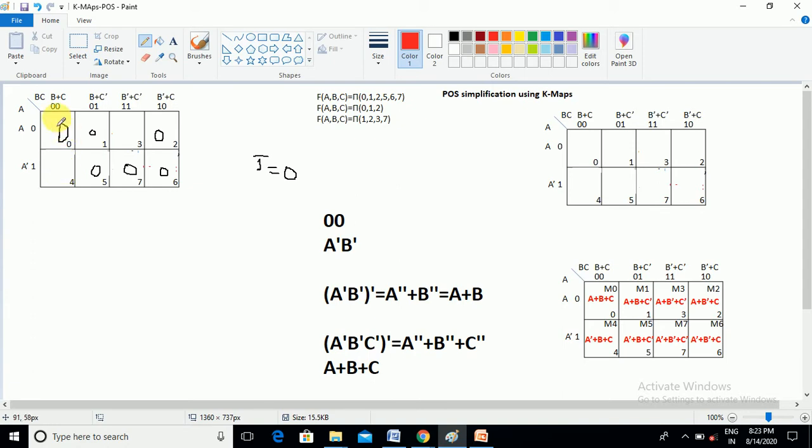There is only one alternate to make a 2 cell group, and we should not do this kind of grouping. This is an illegal grouping. We should not do it, so the final group will become 0 and 1. Okay, one group has been completed. Then let us go to 2 and 6.